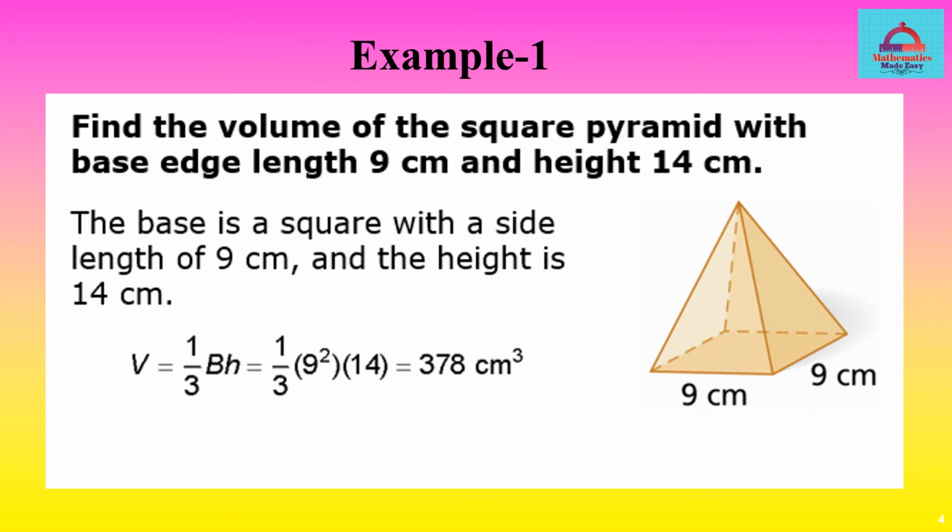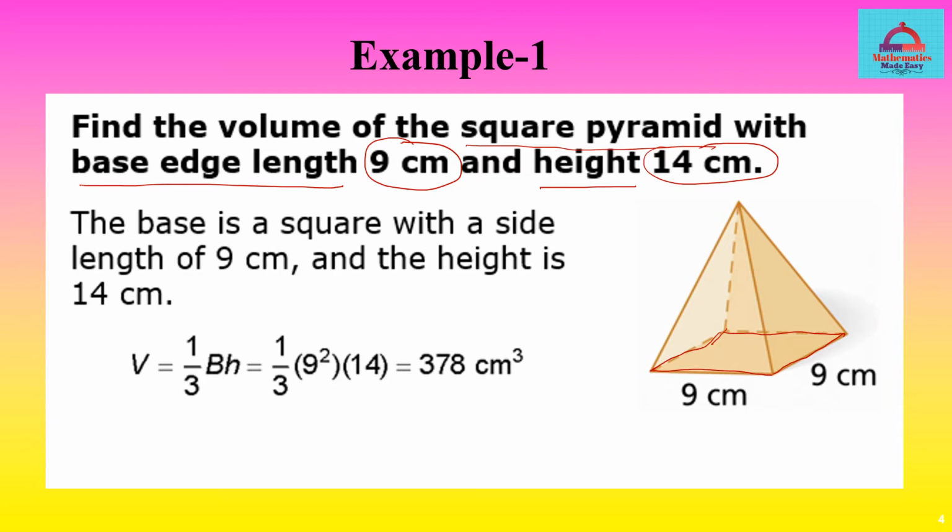Okay, so let's do example 1. In this example, we have to find the volume of the square pyramid. Because it is a square pyramid, I want you to notice that the base here is given to you as a square. And for this square, the side length is 9 centimeters. So the base edge length is given to you as 9 centimeters. Also, the height of this pyramid is given to you as 14 centimeters. So let's go ahead and find its volume.